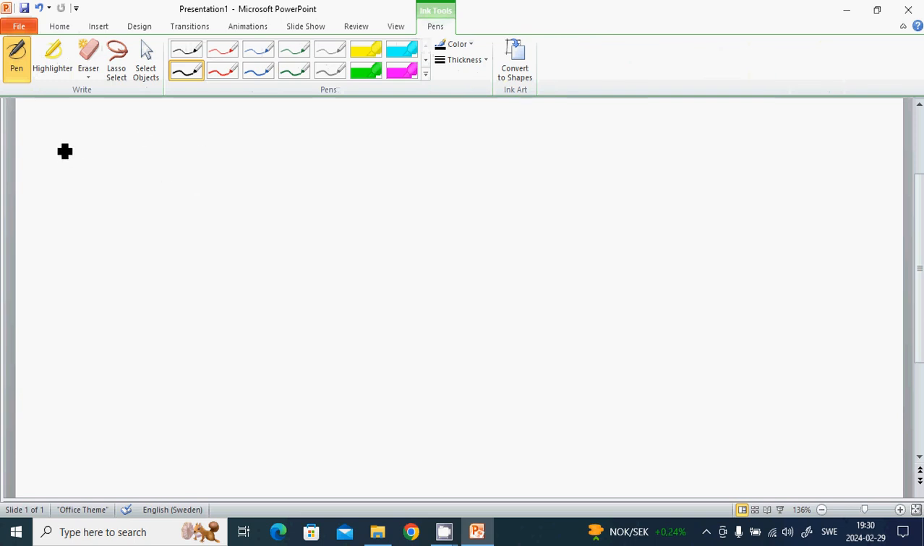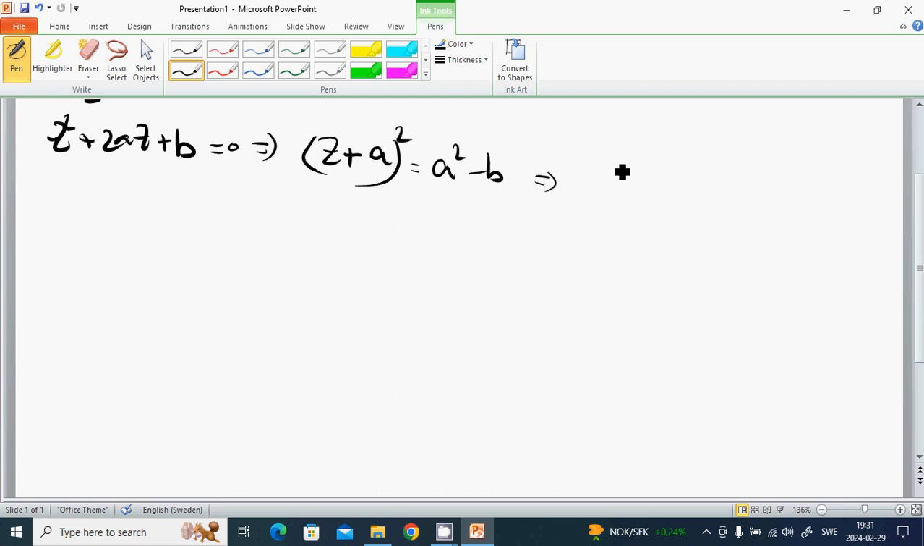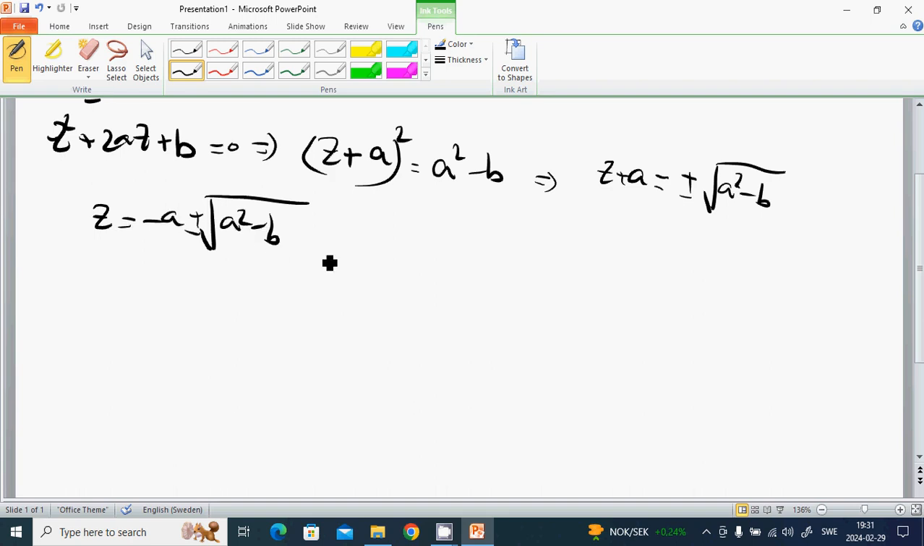Now we are going to have a second degree equation: z² + 2az + b = 0. Then (z + a)² = a² - b, then z + a = ± √(a² - b), and z = -a ± √(a² - b), z1 and z2.